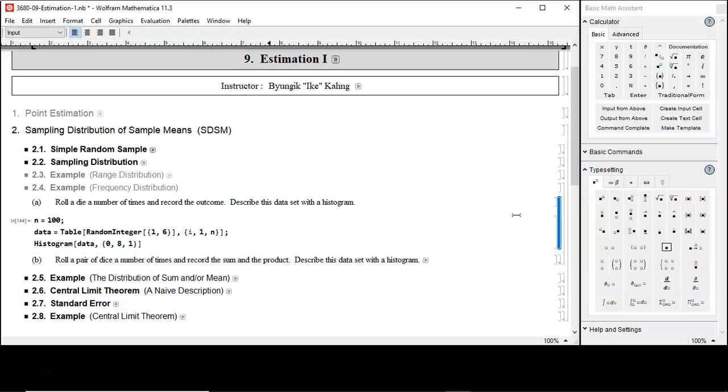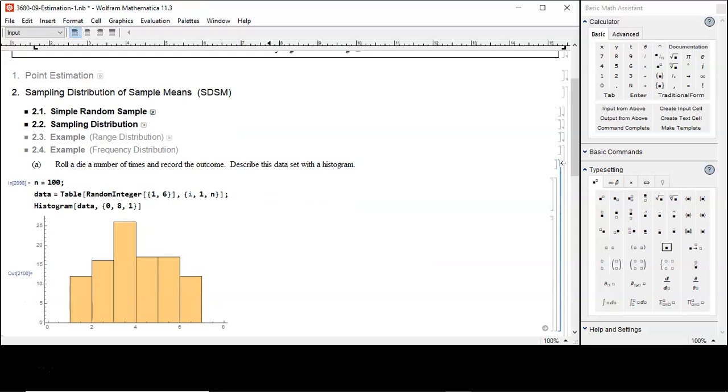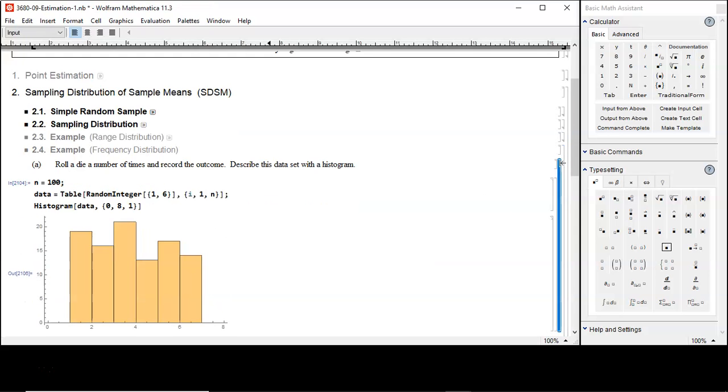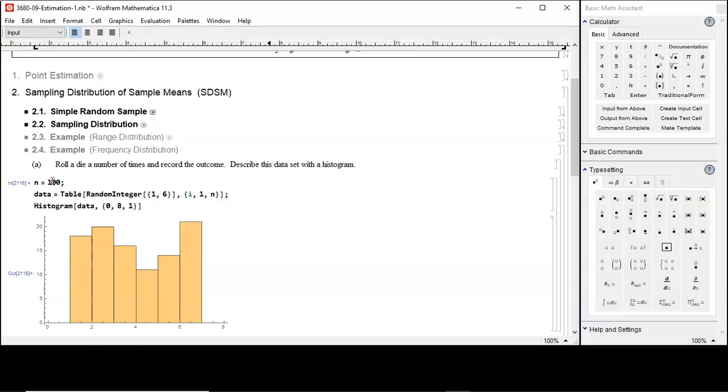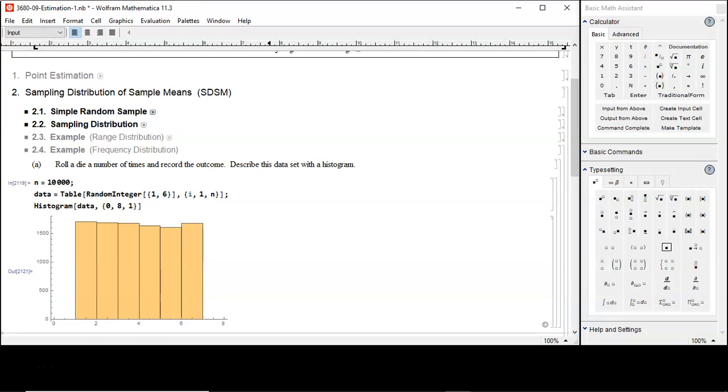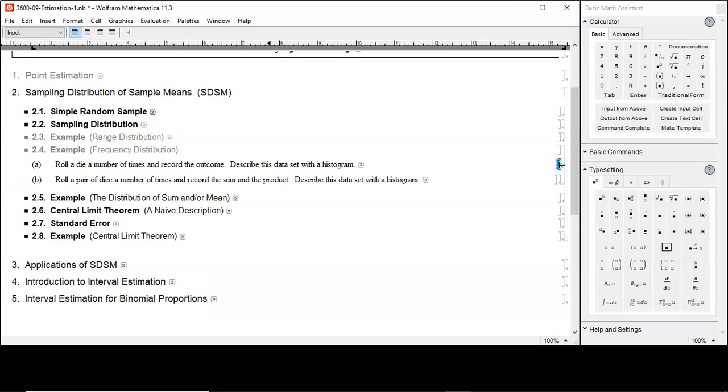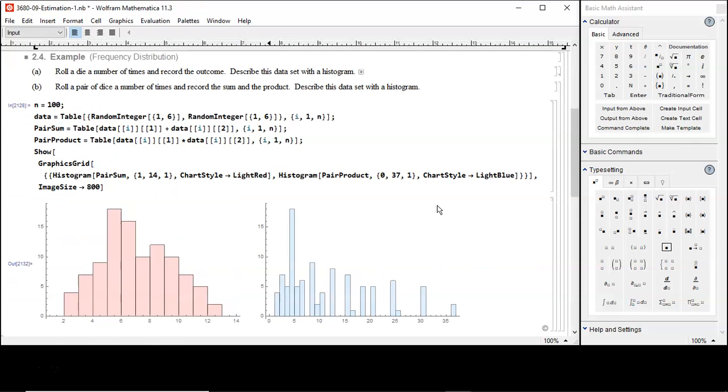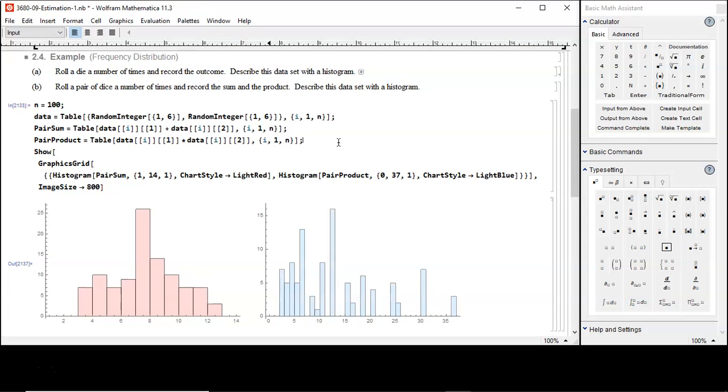This example is rather trivial. Frequency distribution. So roll a die, and then what kind of frequency you get. Well, if I increase the repetition, I can clearly see what's going on. Hey, it's uniform. Yeah, each outcome is equally as likely. Duh. Roll a pair of dice a number of times and record the sum and the product. Here we have sum and we have product for 100 rolls.